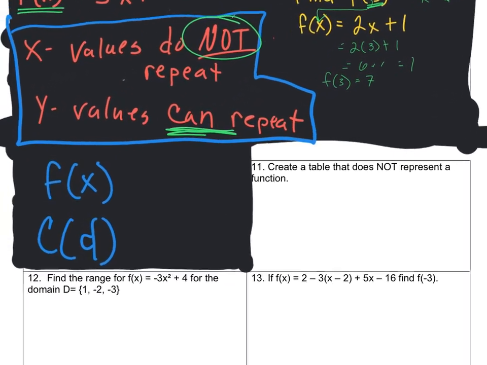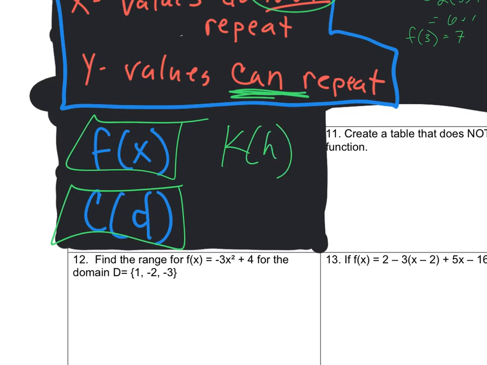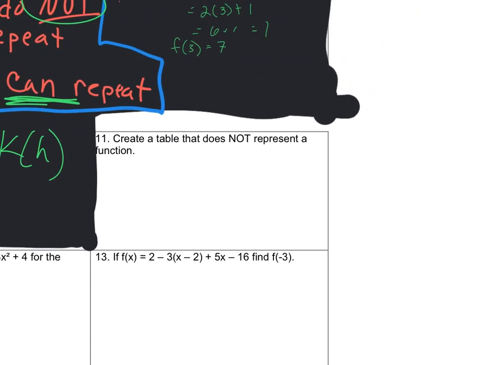All right, now, I can do function notation like f of x, but sometimes you'll also see things like c of x or k of h. We can have different letters. It depends on the word problem.